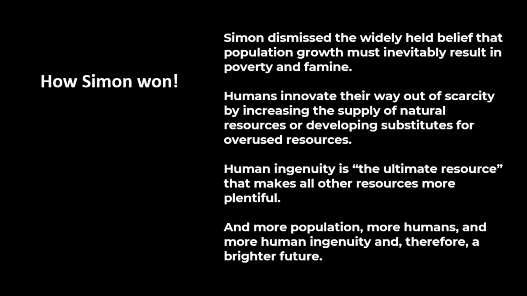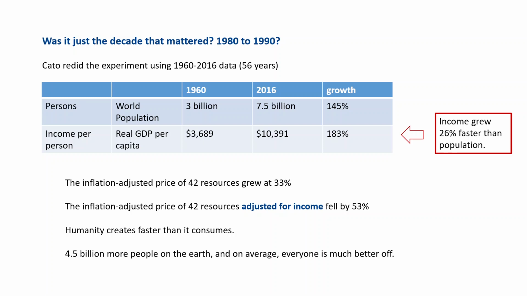In fact, Simon goes on to say the more population, the more humans, and the more humans, the more human ingenuity. Therefore, we need greater numbers of people. Can he be right? Well, let's take a look. The Cato Institute redid the experiment because one of the arguments was, well, it was only a 10-year period, and the 80s were weird, and Ehrlich would have won if it had been any other time period.